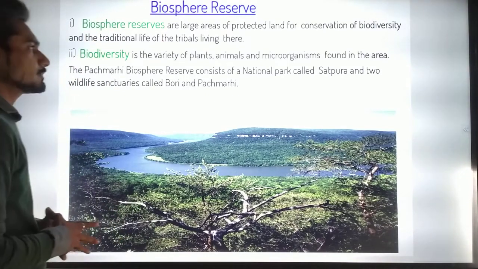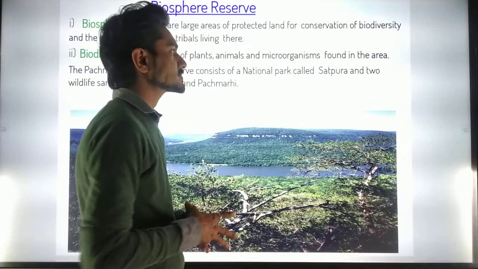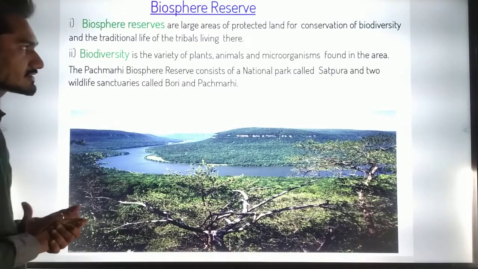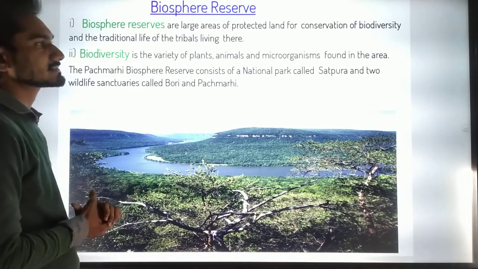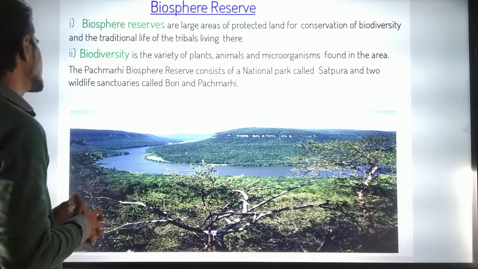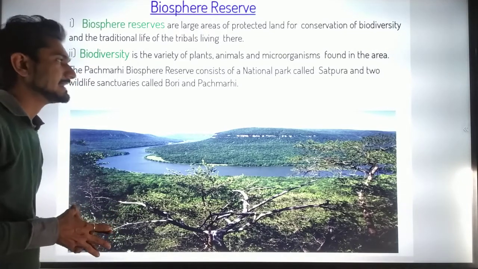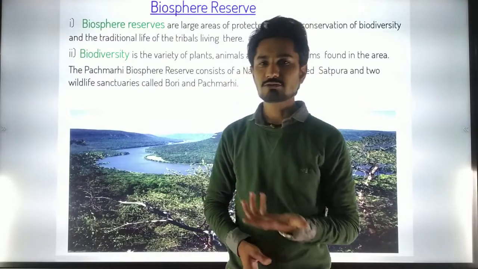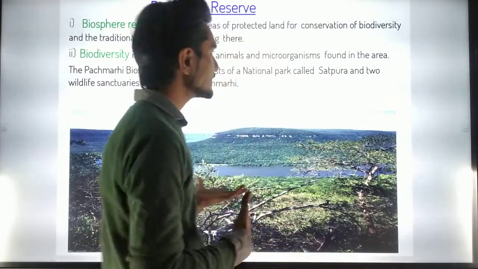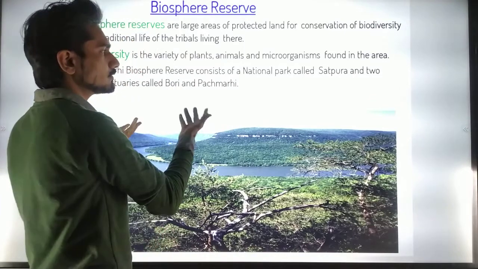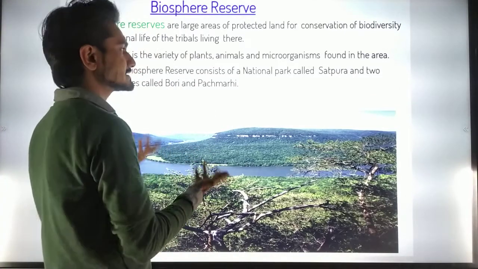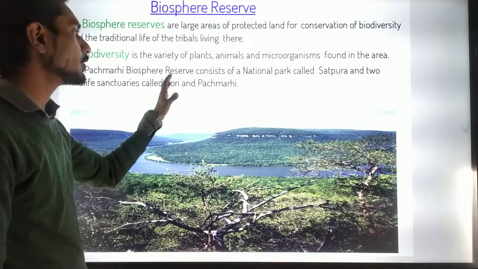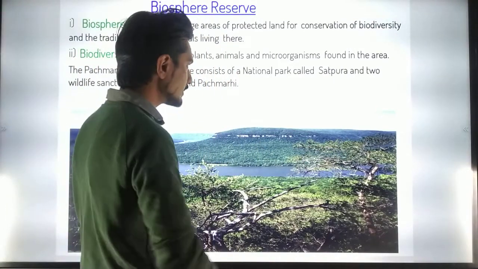Biodiversity is the variety of plants, animals and microorganisms found in the area. The Pachmarhi Biosphere Reserve consists of a national park called Satpura and two wildlife sanctuaries called Bori and Pachmarhi. It can be asked in an MCQ type question. There is no point in explaining this; you will have to remember and memorize that the national park is Satpura and the two wildlife sanctuaries are Bori and Pachmarhi.